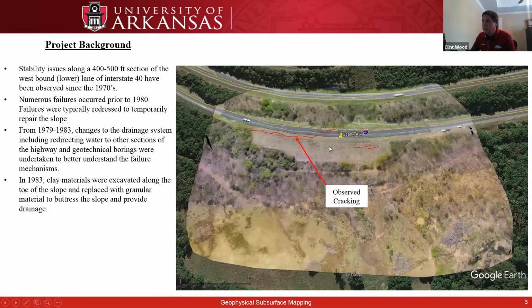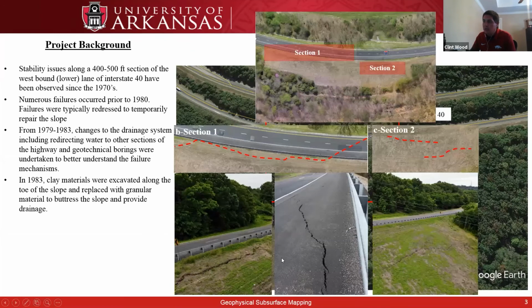So not an extremely steep slope, but in 2018, several cracks that extend across the roadway and then cracks over here in section 2 that come across were formed and are leading to this instability in the slope. So we haven't had a complete failure, but we're definitely having distress in the slope that's going to eventually lead to some type of failure.